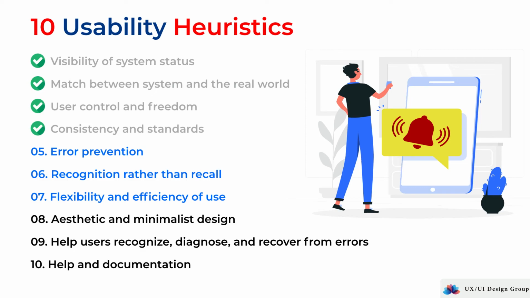I hope that you have enjoyed the video and that the examples were really helpful, helping to clear your concepts about heuristics. So now let's quickly recap what we have covered so far in my last video and today's video. We have covered the first four heuristics, and in my next video I'll be talking about the next three heuristics, that is error prevention, recognition rather than recall, and flexibility and efficiency of use.